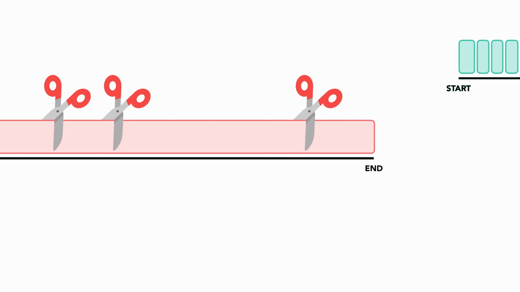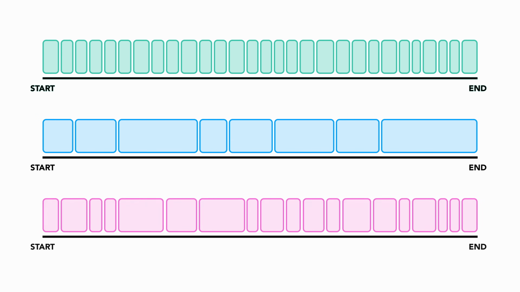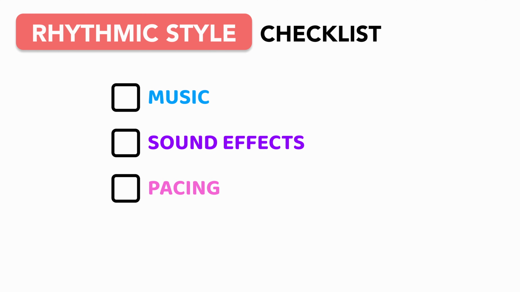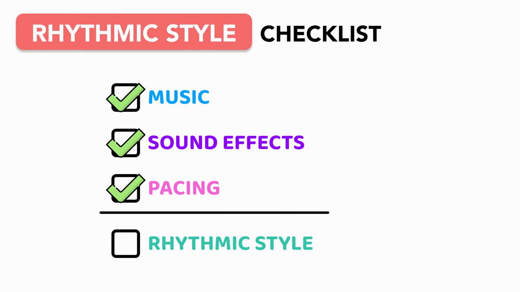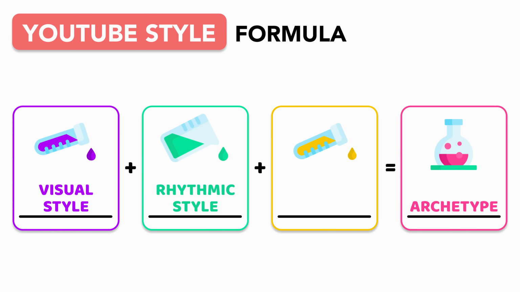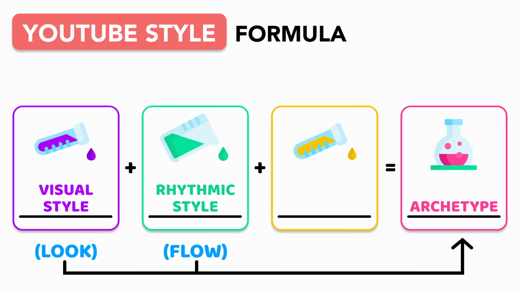Try cutting the same video section at different speeds. One fast, one slow, one in between. See how each version changes the feel of your video and use that to refine your pacing style. With your music, sound effects, and pacing locked in, you now have a fully developed rhythmic style, which means that your video now has a distinctive look and flow that aligns with your YouTube archetype.